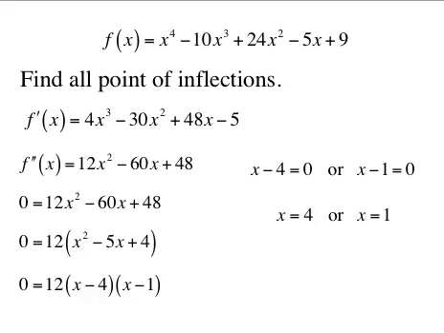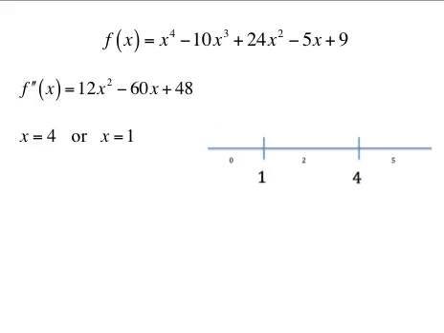So my candidates for points of inflection are x equals 1, or x equals 4. But for it to be a point of inflection, I need to show that the concavity changes when I go across those values. So here's our original function, here's our second derivative. We had x is 1 and x is 4, so we will choose numbers in each interval. To the left of 1 I chose 0, between 1 and 4 I chose 2, beyond 4 I chose 5.